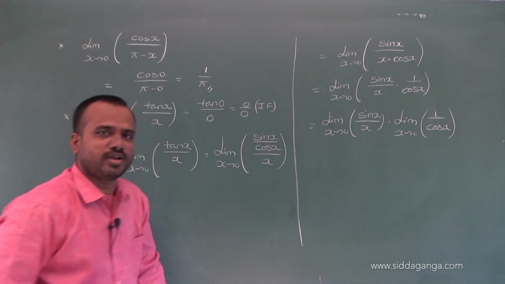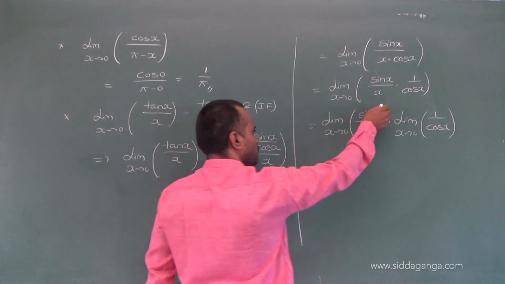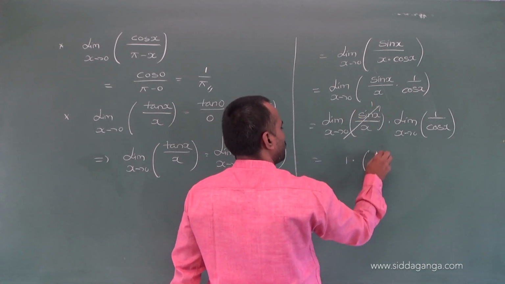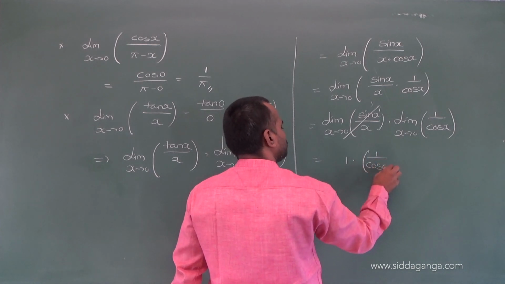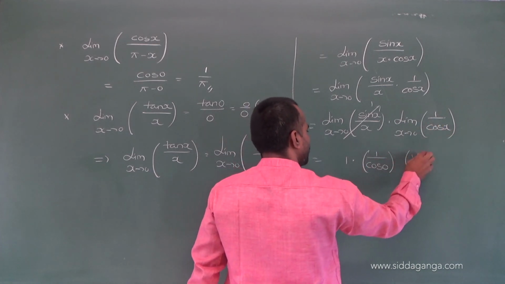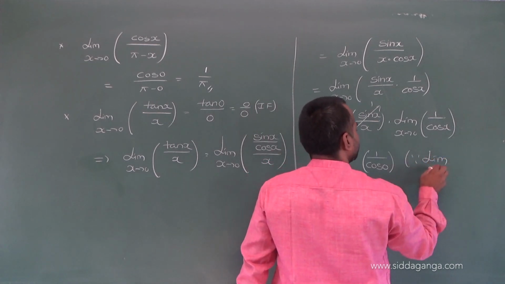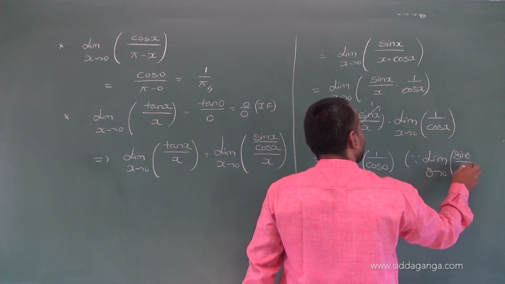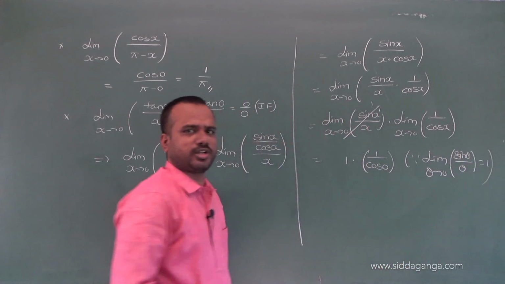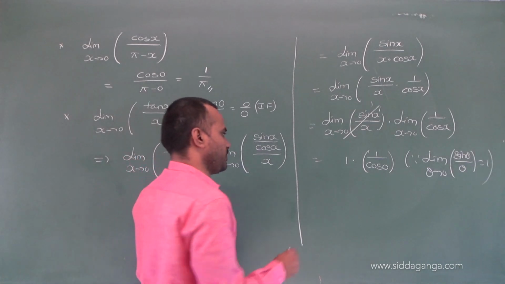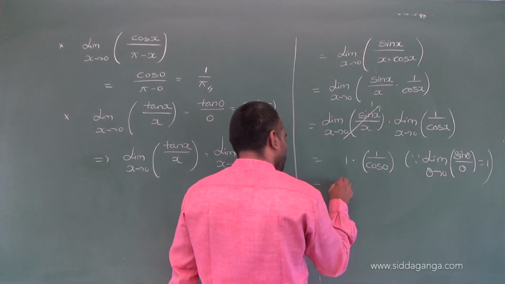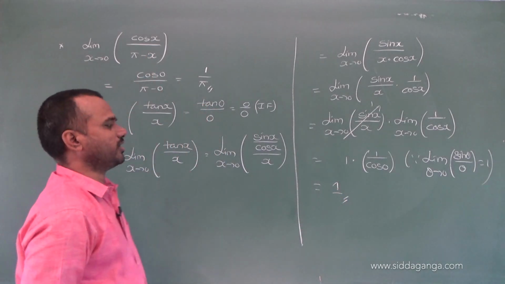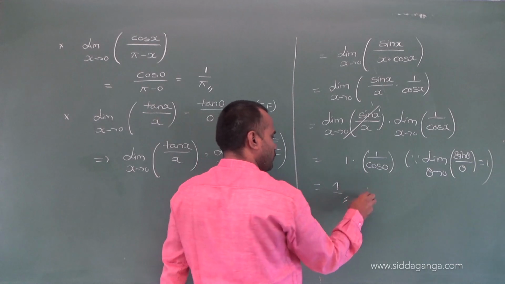1 divided by cos x. This result is 1. Correct? 1 into 1 divided by cos 0. In the place of x substitute 0. We write the reason: since limit theta tends to 0, sin theta divided by theta is equal to 1. What is the value of cos 0? Cos 0 is 1. 1 divided by 1. The answer is 1. So, therefore, one more theorem.